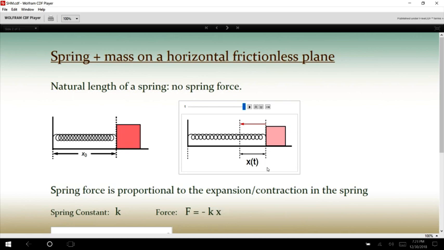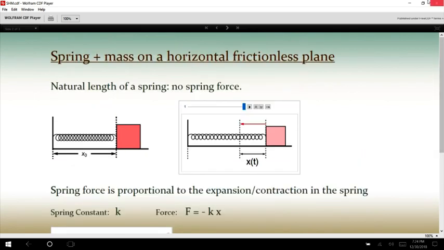So why does this happen? Well, the spring is exerting a force which is proportional to the expansion and contraction of the spring. And as we learned in the Newton's second law applications chapters, this force is given by Hooke's law, that is F is equal to negative k times x, where k is the spring constant and x is the expansion or contraction in the spring.